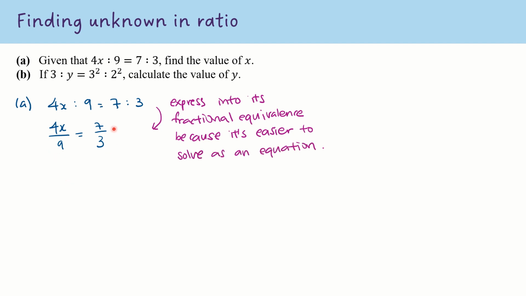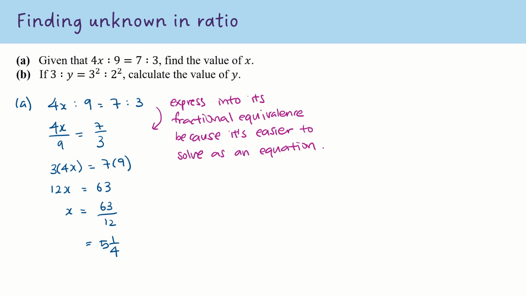Now that we are at this stage, in order to solve this, we are able to identify that on the left it is a single fraction and on the right it is also a single fraction. So we can cross multiply and achieve 4x times 3 equals to 7 times 9. And then we further expand it to get 12x equals to 63, and that will give us x equals to 63 over 12, where we bring this 12 over to the right, and therefore we have the answer of 5 1/4. Therefore, the value of x of this question is 5 1/4.